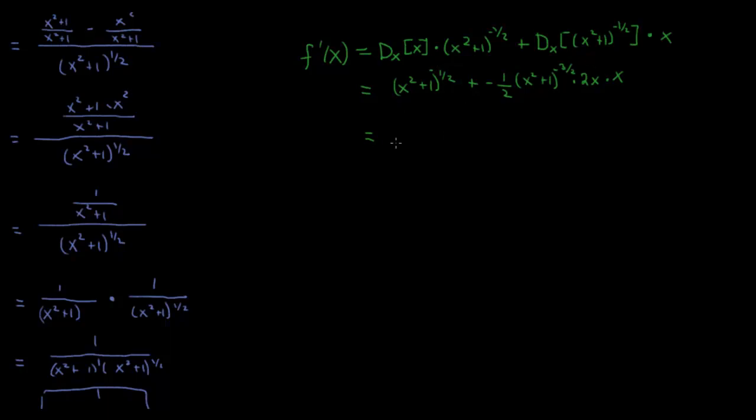So let's clean this up slightly. That's x squared plus 1 to the negative 1/2 power. Now, just like before, we have a negative 1/2 and a 2. So that simplifies to just a negative sign out front. Then we have x squared plus 1 to the negative 3/2 power times x squared. Now, at this point, well, first of all, this is the derivative. In fact, that is the derivative.